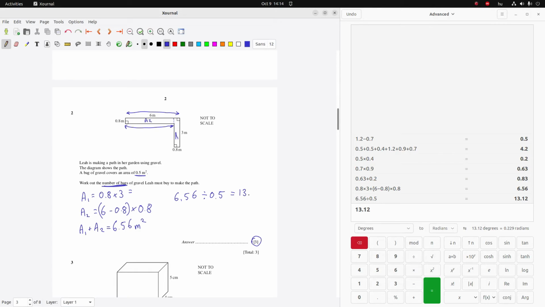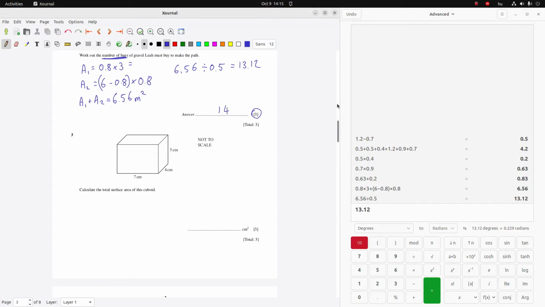13.12. But can we in the shop usually buy 0.12 bags? No, we need to buy the whole bag. If we need part of a bag, we need to buy the whole bag. So we need to round it up in this case. So we end up with 14 bags. You can't buy half a bag usually in the shop. Next question.